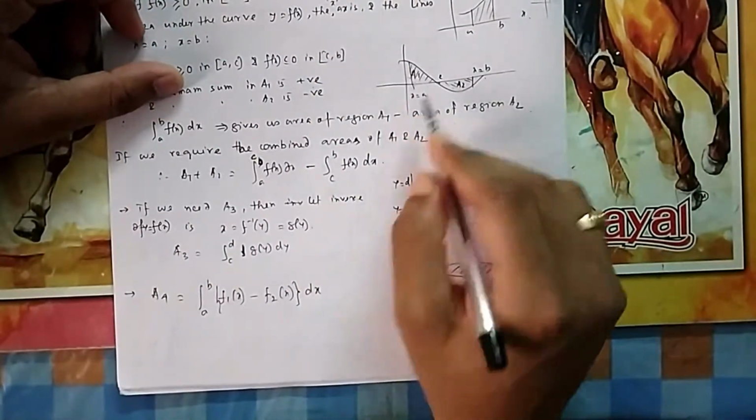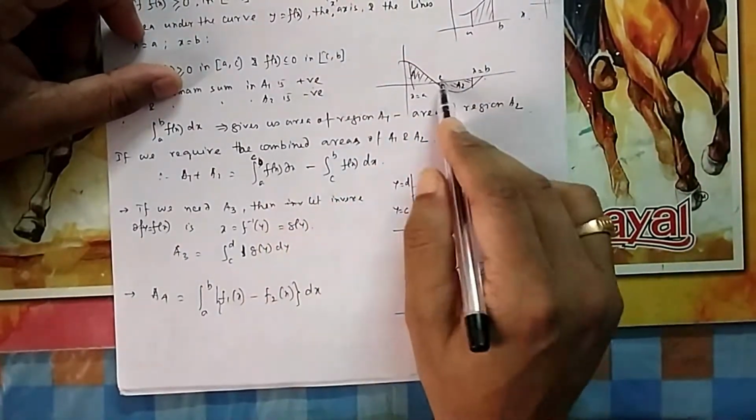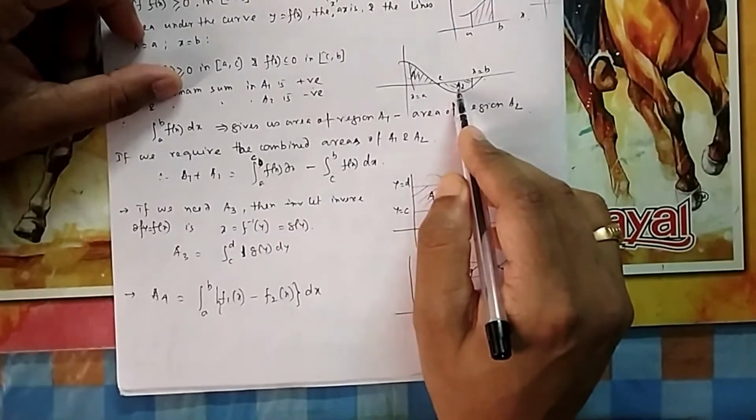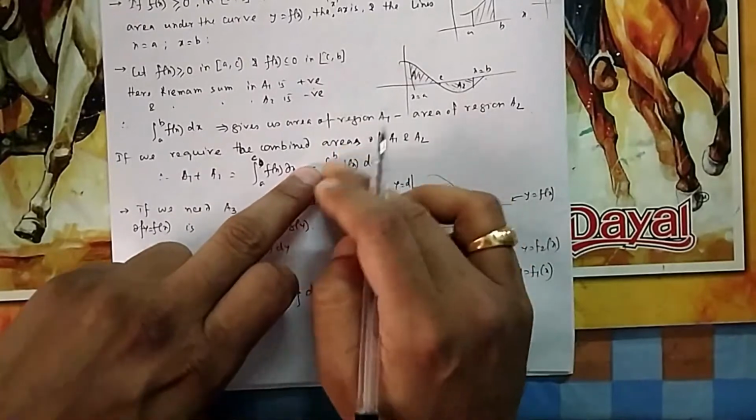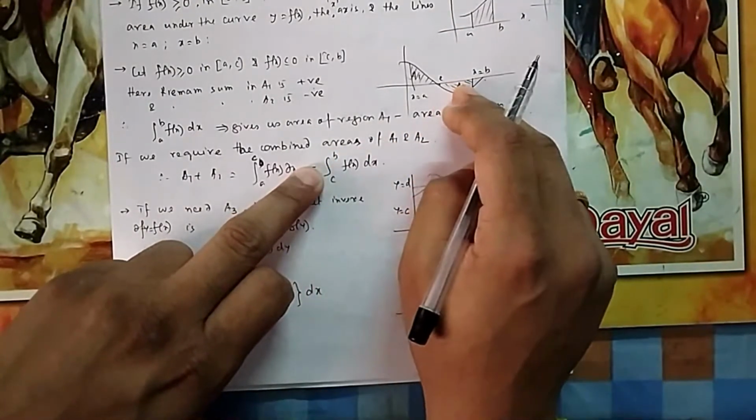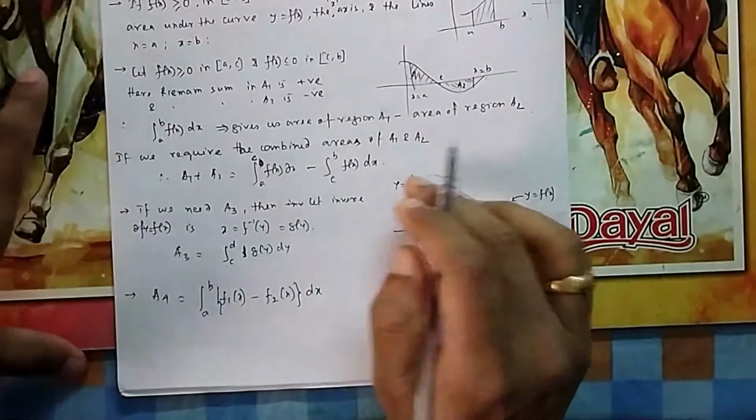From a to c it is okay, positive. From c to b, because your original integration is negative, you put one more minus, so that this area gets added. This will give you a2, the Riemann sum will be negative, so that extra minus will add these two areas. So that is the idea.